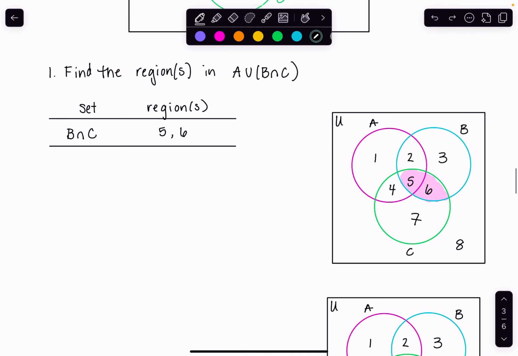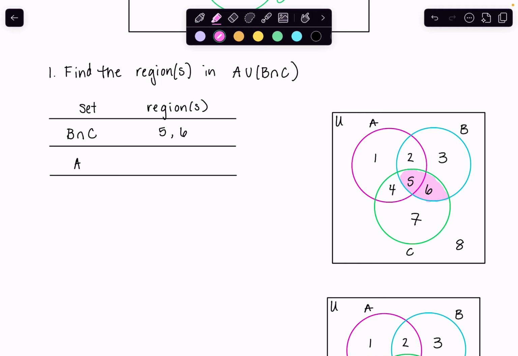Now I want to join this with set A. Again, it's up to you how your brain works. If you like the more solid approach like this, absolutely. If you want to shade in the picture, absolutely. So now I need to figure out what is set A. Looking at A's circle, I'm going to list all of the regions that fall inside it. That would be regions 1, 2, 4, and 5.